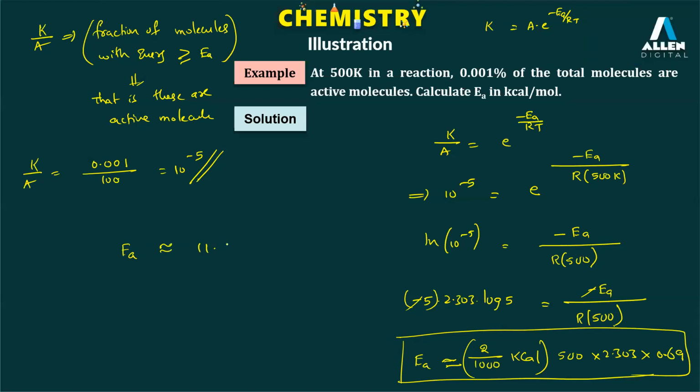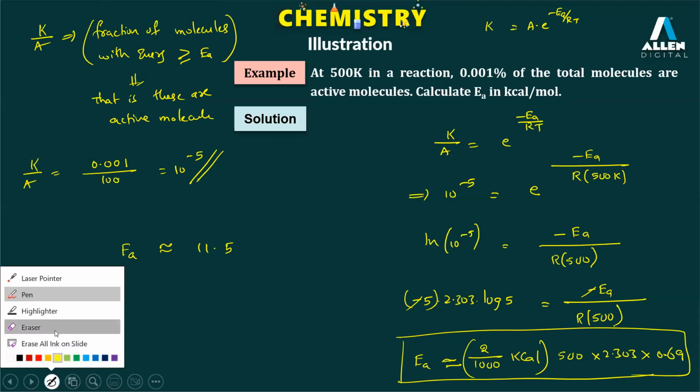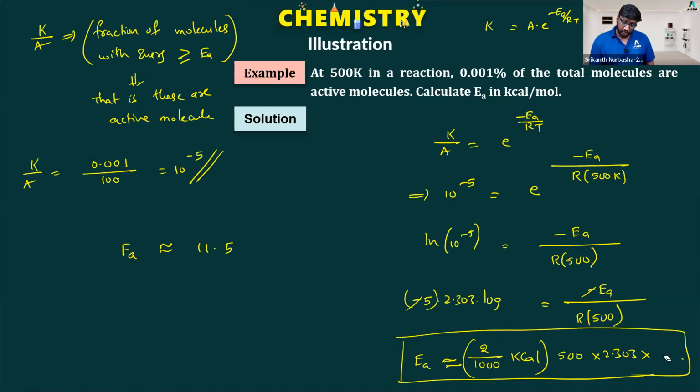Everyone has to check. Sir, it should be log 10, not log 5. Log 10 is 1, right? Yes. This 5 we have taken out, that's why we mistakenly wrote it. So it is minus 5 into ln 10, and ln 10 is nothing but 2.303 log 10.